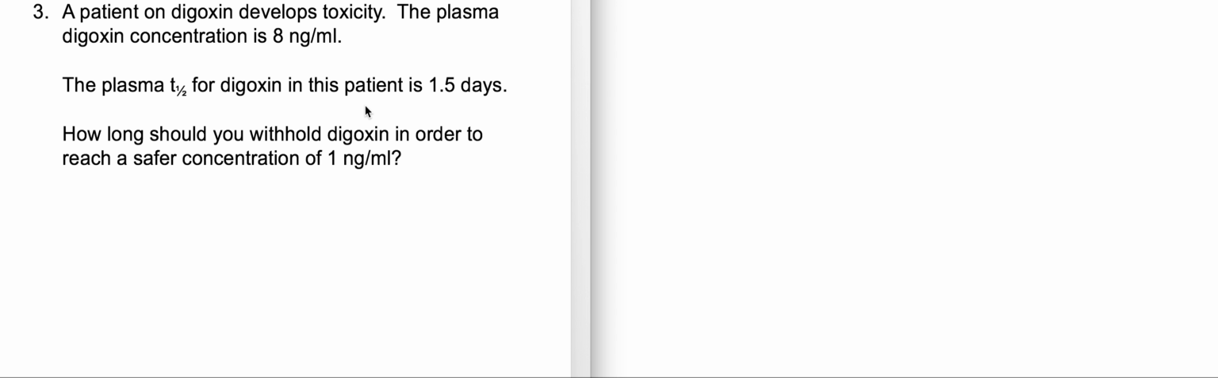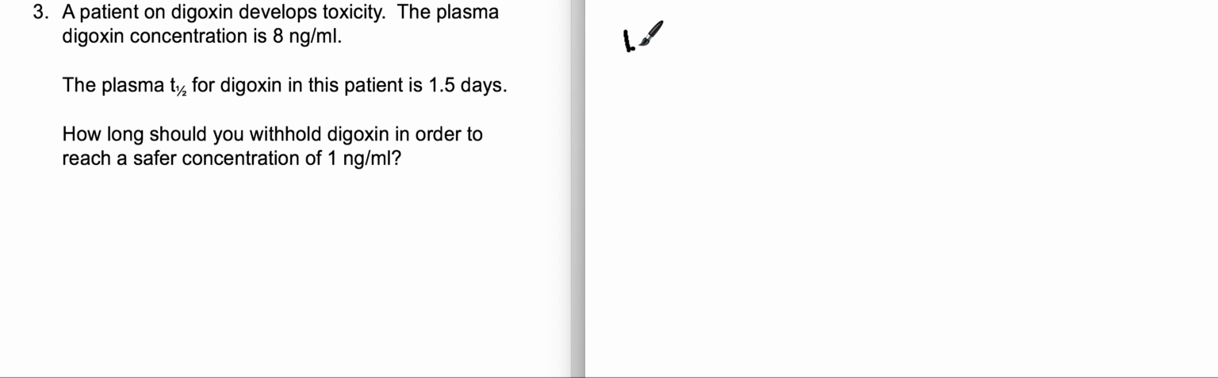A patient on digoxin develops toxicity. The plasma digoxin concentration is 8 nanograms per ml. The plasma half-life of digoxin in the patient is 1.5 days. How long should they wait in order to get to 1? So this is simple.